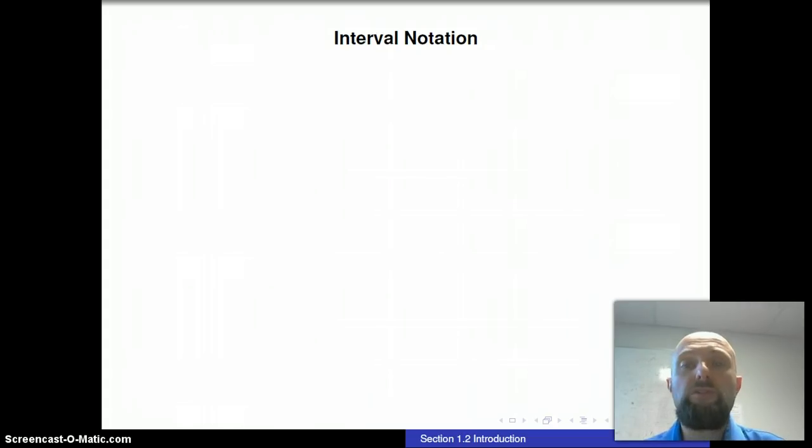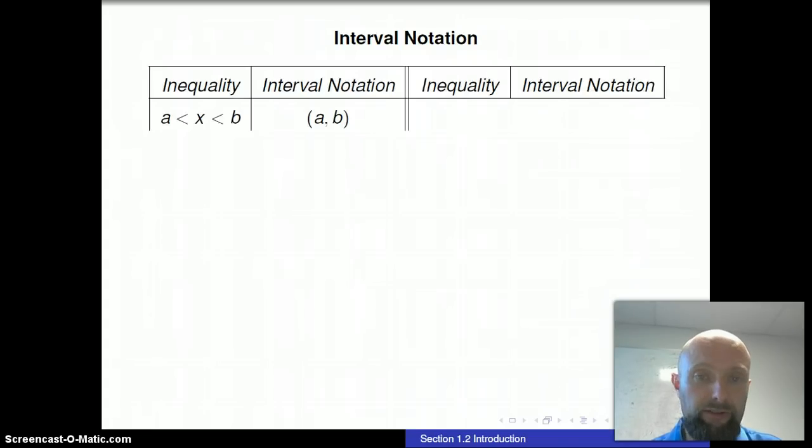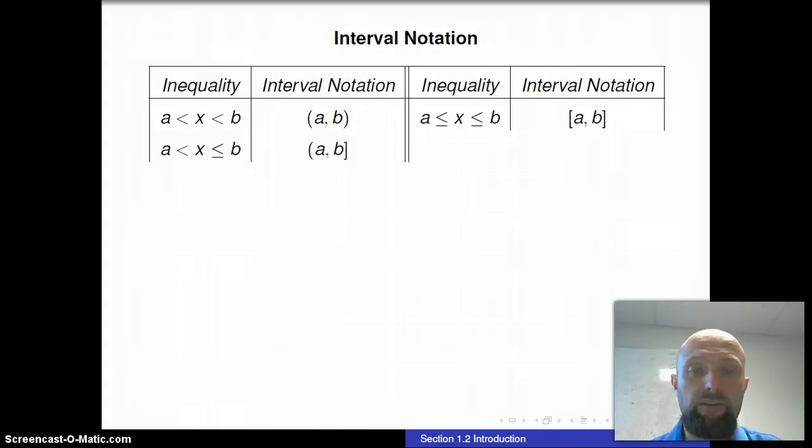When solving inequalities, we will frequently write our solution in interval notation. There are 8 different intervals. For example, the interval AB is the set of all numbers x such that A is less than x is less than B. Here are the other 3 intervals related to the two numbers A and B.